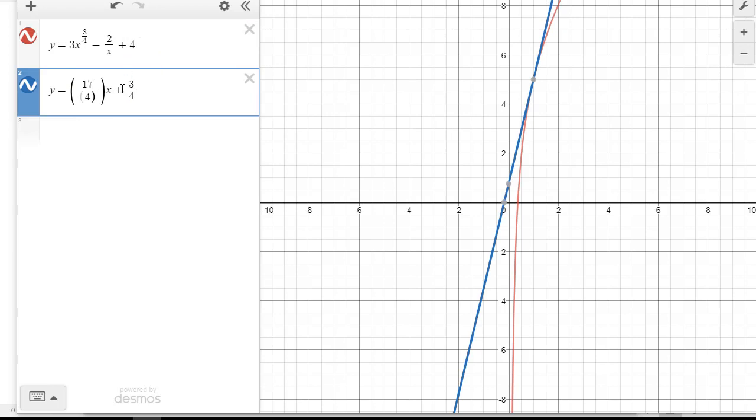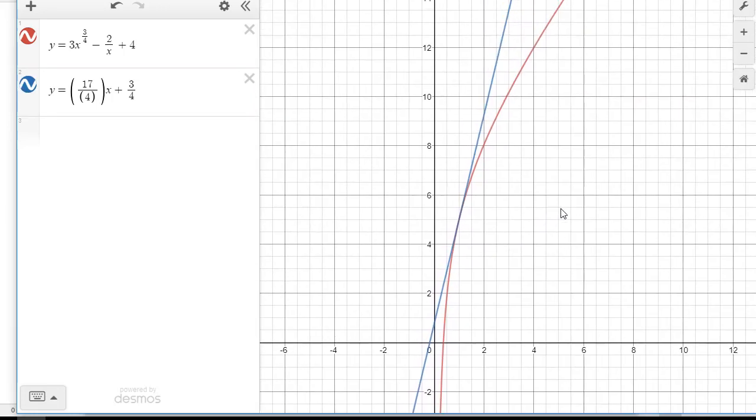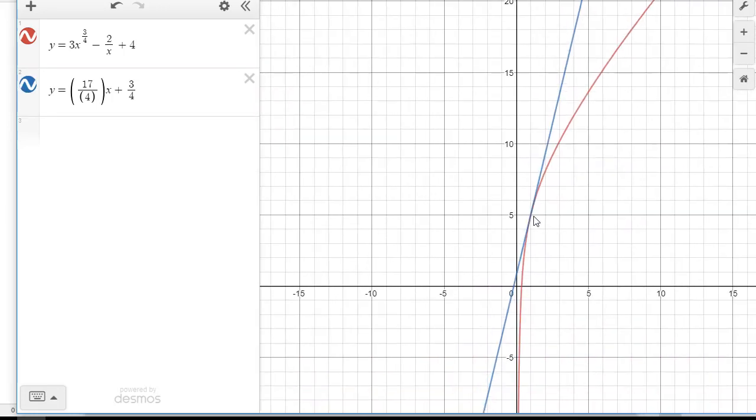Here's my original function. Here's my tangent, and I can see at that point they're tangent to each other. I can see the tangent line come in and do a glancing blow at that point. So that's a nice check visually of the tangent to the original function. Now, one other thing I want to talk to you about, so we can end this video and finish off this section.